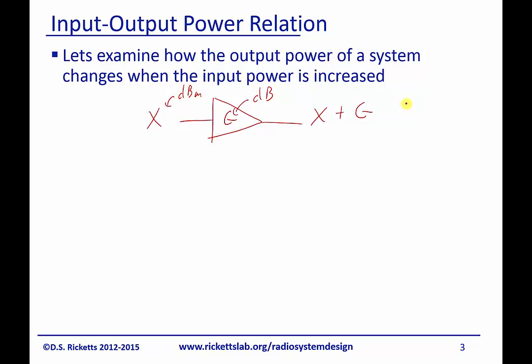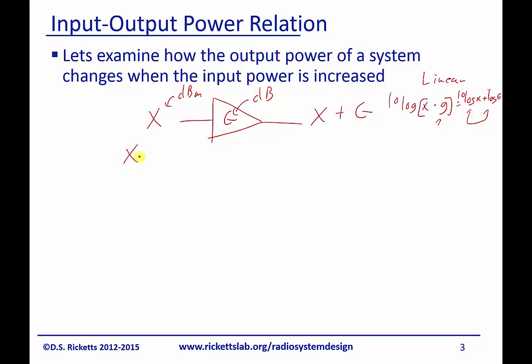If you're not sure why that is, in the linear domain it would be the input signal times the small signal gain. But if we just take the log of that, we would get the log of X plus the log of G. And I've ignored the 10 that goes out in front. So you can see how multiplying in the linear domain, we're just going to add in the log domain, and that's why we use the log domain.